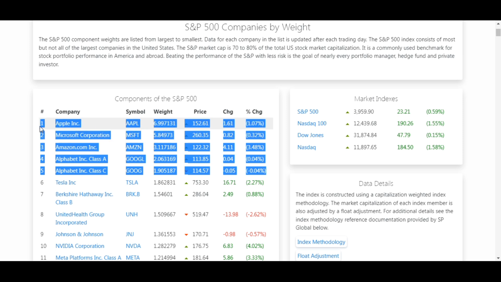So the weightage of these top 5 companies is just more than 20%. You can say that out of 504 companies, only 5 companies have a weightage of 20%. This means that the movement of the S&P 500 index is mostly defined by these 5 companies. Whatever happens in these 5 companies will most likely be reflected in the S&P 500 index.